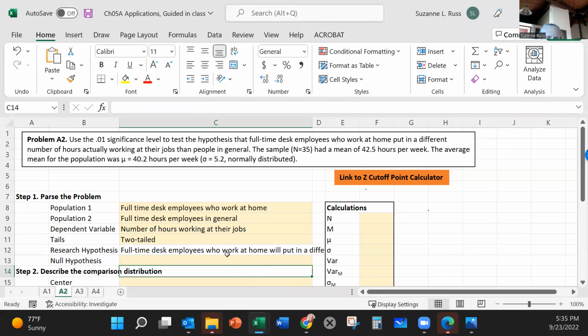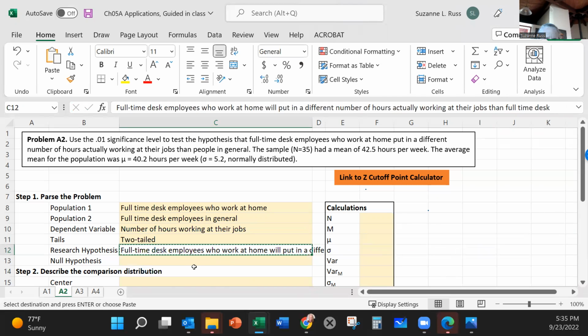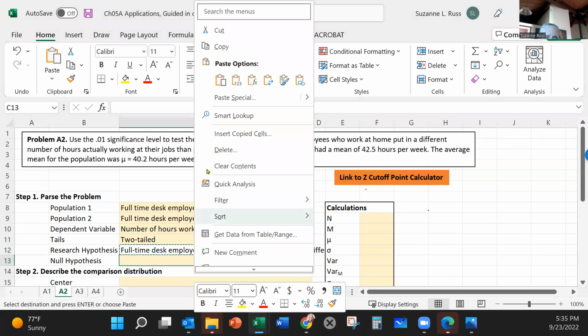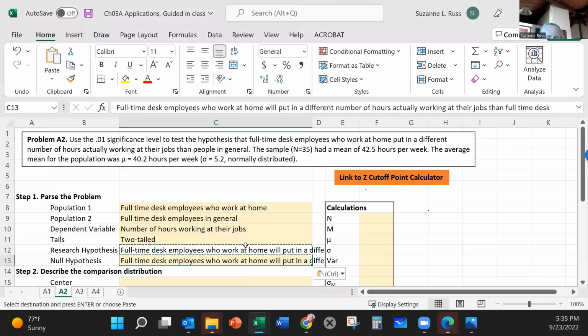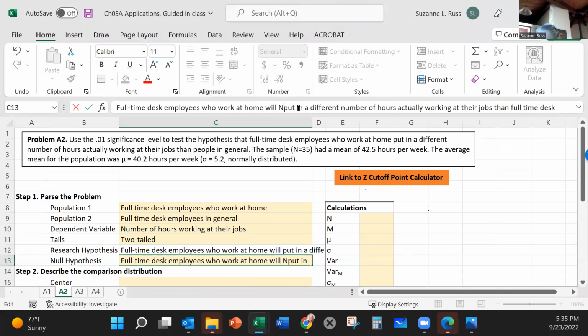All right, and then for the null hypothesis, I'm just going to copy the text this time so I can keep the yellow. Full-time desk employees who work at home will, and I'm going to add up here in the formula bar, this word not, put in a different number of hours.